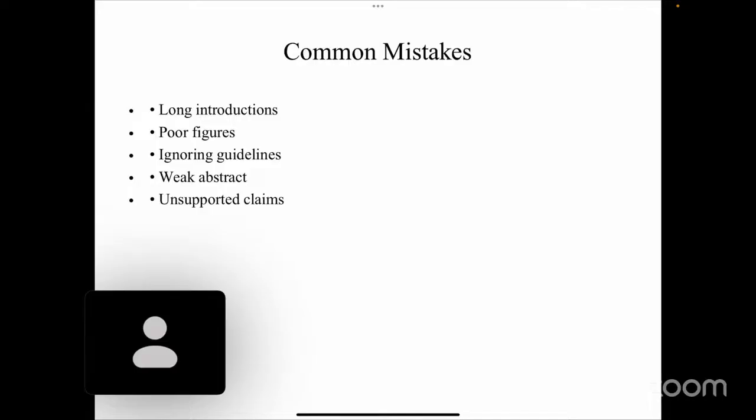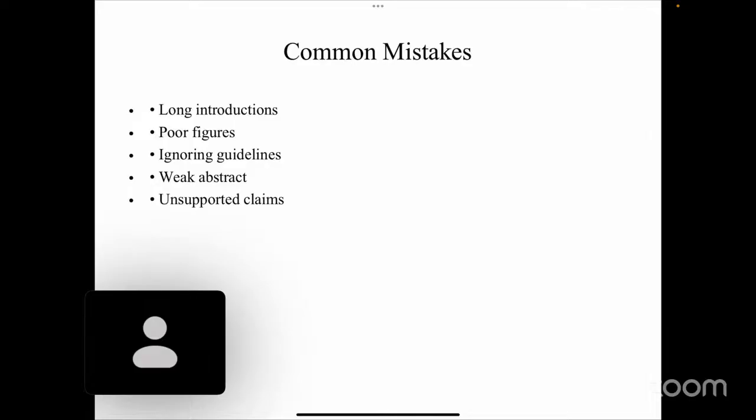Common mistakes that people make when writing a manuscript: sometimes they make long introductions. The introduction has to give you just an idea about the topic that we're going to talk about in this research, so just make it simple and clear. Poor figures in the results section: try to make figures as clear as possible. Ignoring guidelines is the most common cause of rejection for manuscripts, so please try to follow the guidelines of the specific journal that you want to publish in.